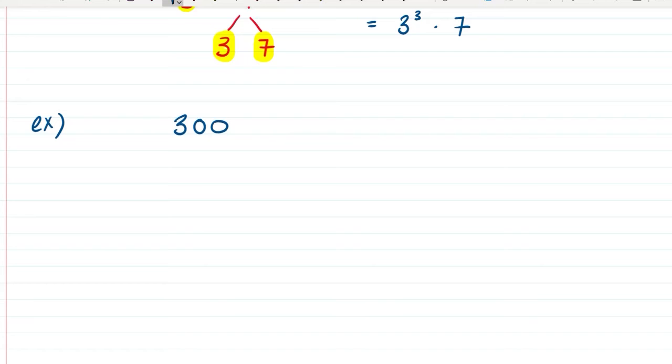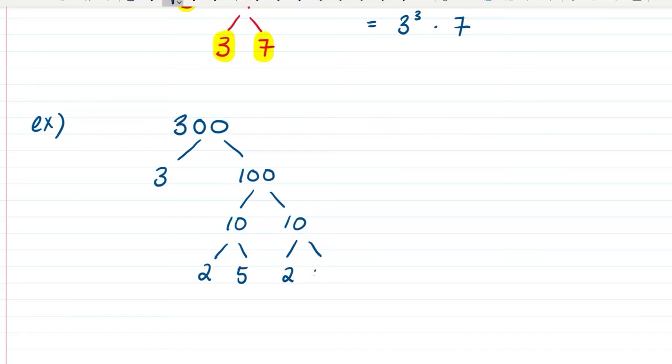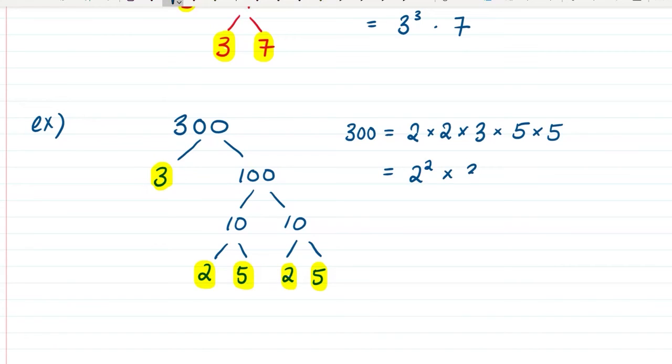300. There are multiple ways to try this question because there are 2 zeros at the end. So if you like, you can just do 3 times 100, and then you can do 10 times 10, 2 times 5, and 2 times 5 in that order. Then you can write that in ascending order in prime factors, and you still get the right answer.